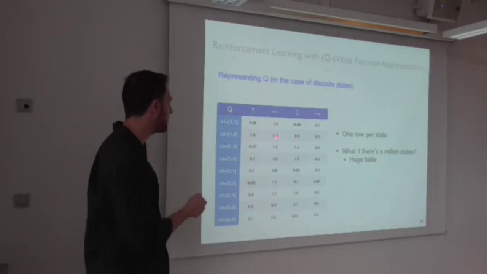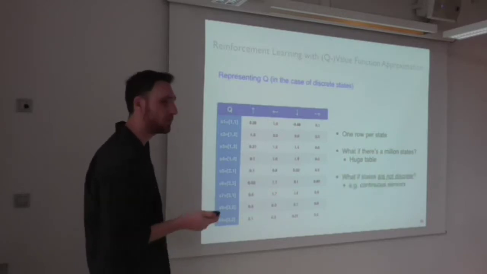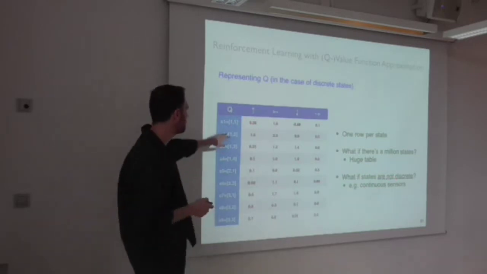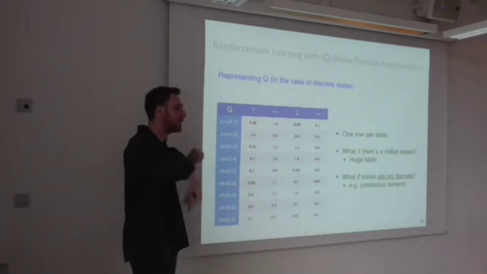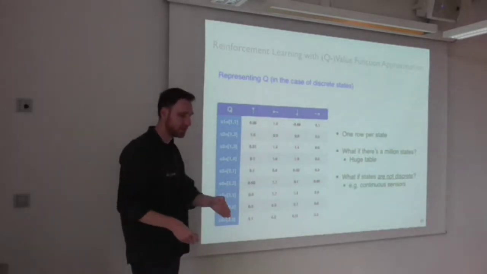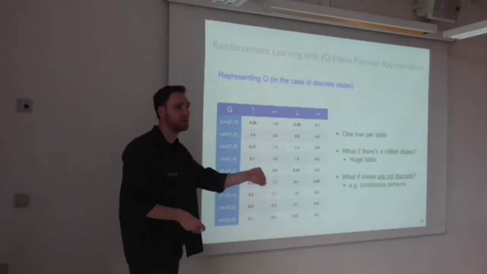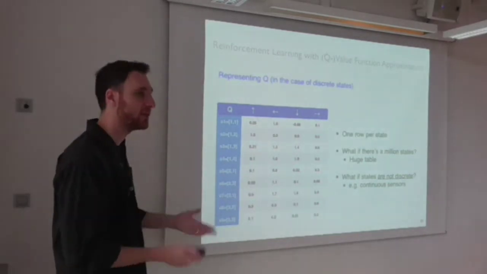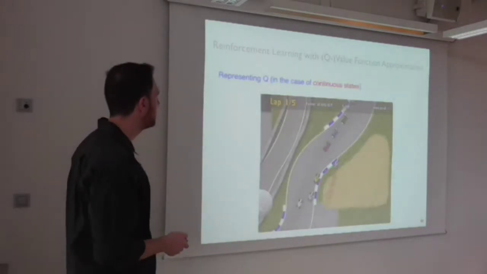You have a million states, you have a huge table, and even worse, what happens if your states are not discrete? For example, if x could be any coordinate, like any position along this room, so x could be 0 centimeter, 0.00935, could be anything. So you can't store that in a table, you need something a little bit smarter.